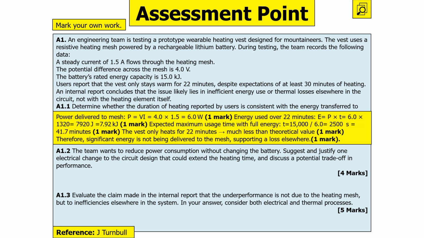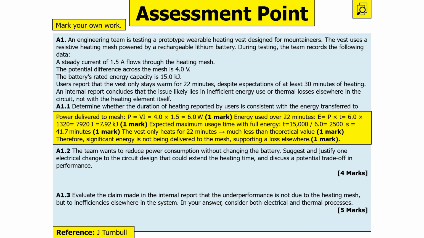P equals VI, 4 times 1.5, it is 6 watts. Now the energy used over 22 minutes is therefore E equals P times T. So it's 6 times 1320, which is the number of seconds in 22 minutes. So it's 7.92 kilojoules.